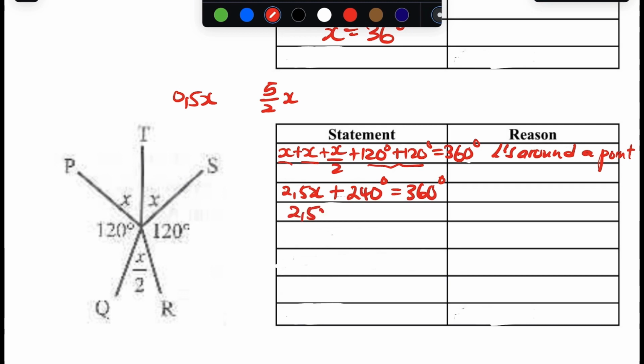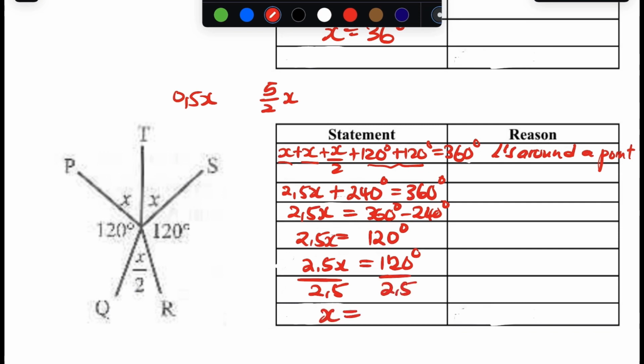So we have 2.5x equal to 360. We transpose the 240, and it's going to be 360 minus 240, it's 120 degrees. There's x there. 2.5x equal to 120. We divide by 2.5 both sides.